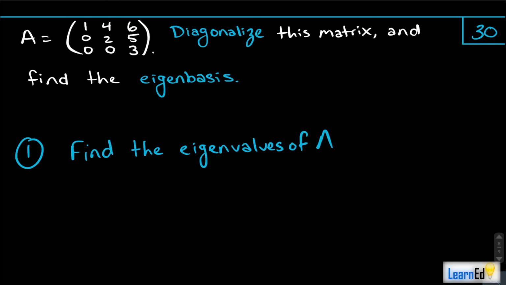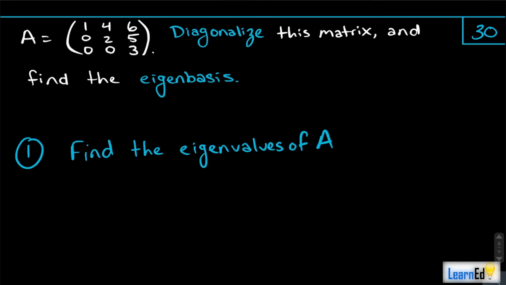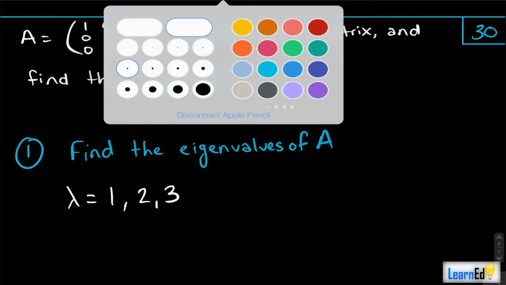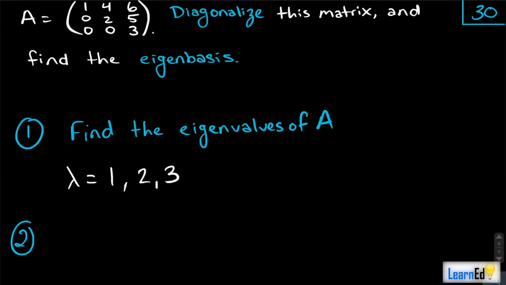Now, this may require some grunt work if you're not given a matrix as nice as the one I gave you, but here you can see that lambda equals 1, 2, and 3, right? Those are our eigenvalues going right down the diagonal. We know that because this matrix is upper triangular, so the eigenvalues are right down the diagonal. The next thing that we want to do is find, and this is probably the lengthiest step, n linearly independent eigenvectors of A.